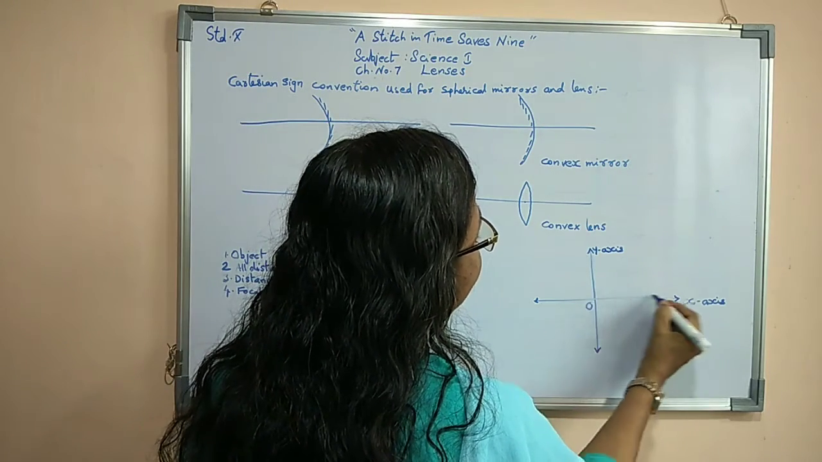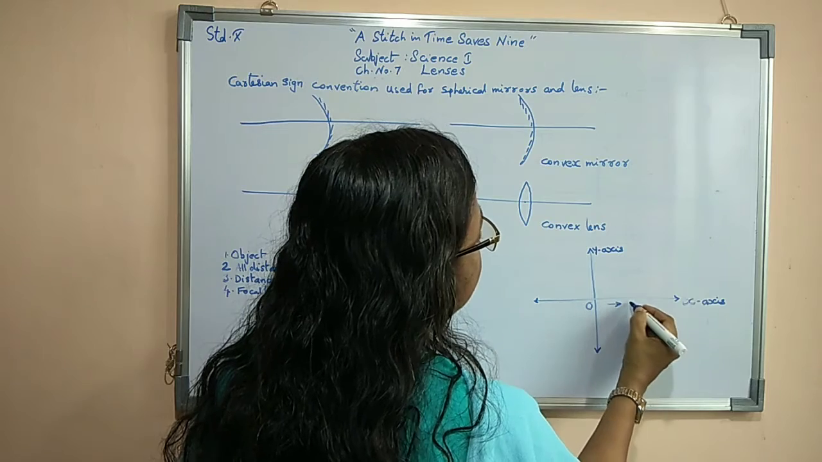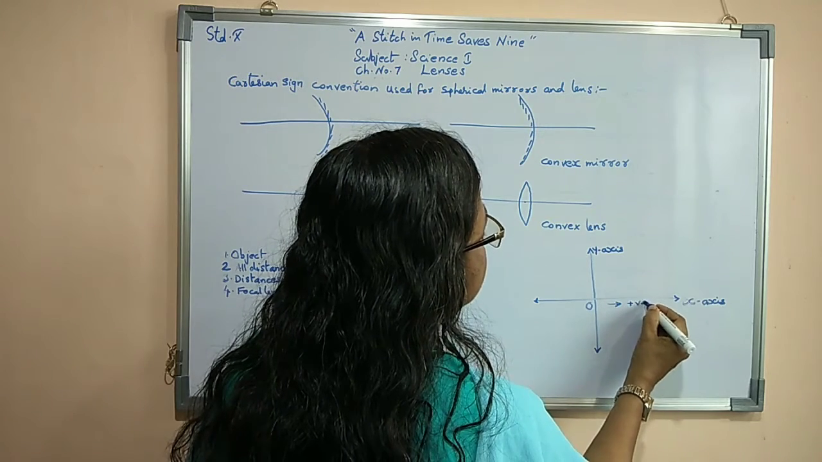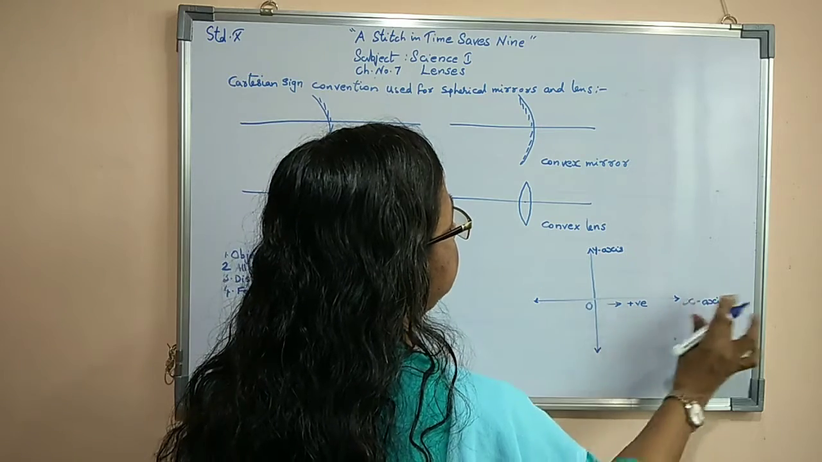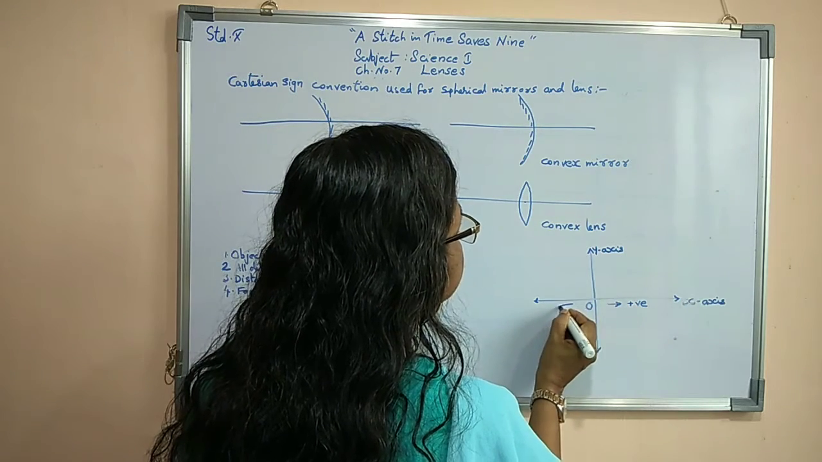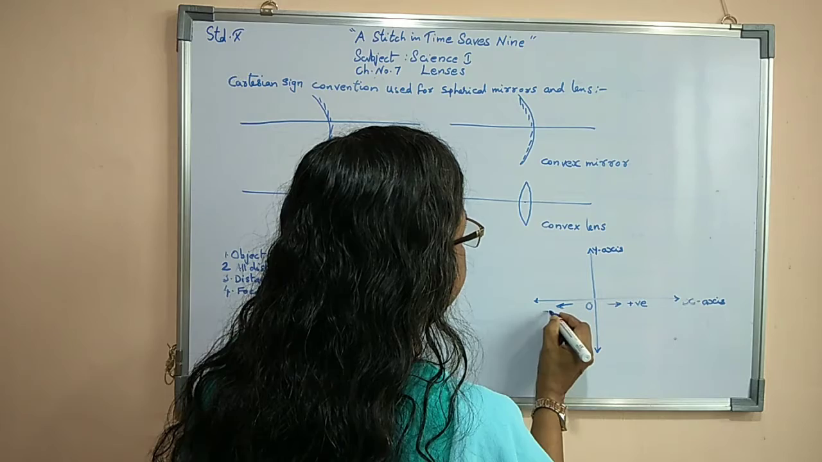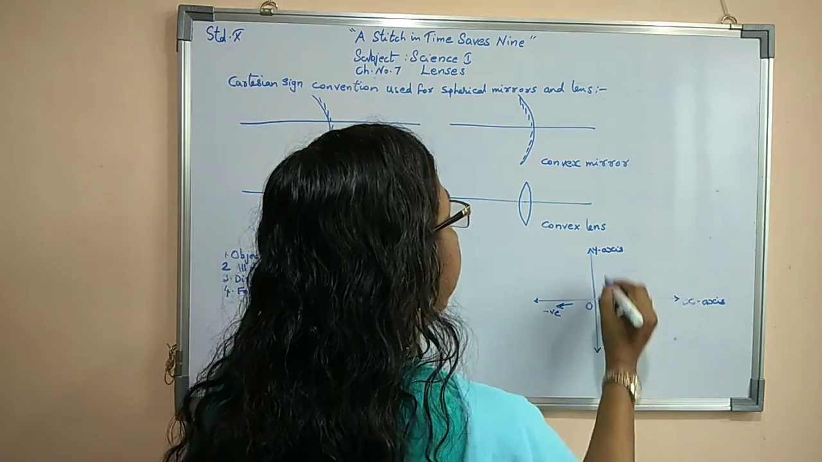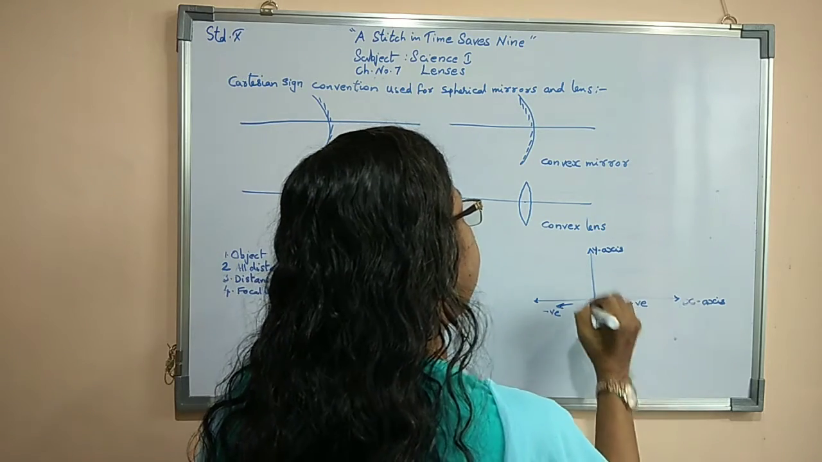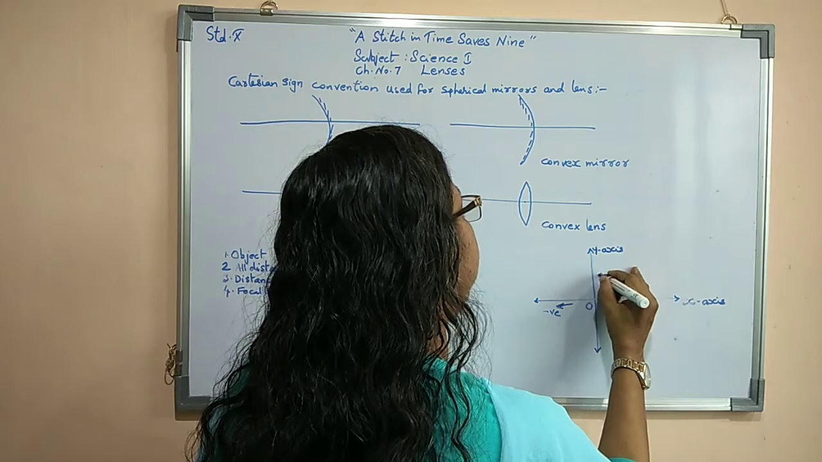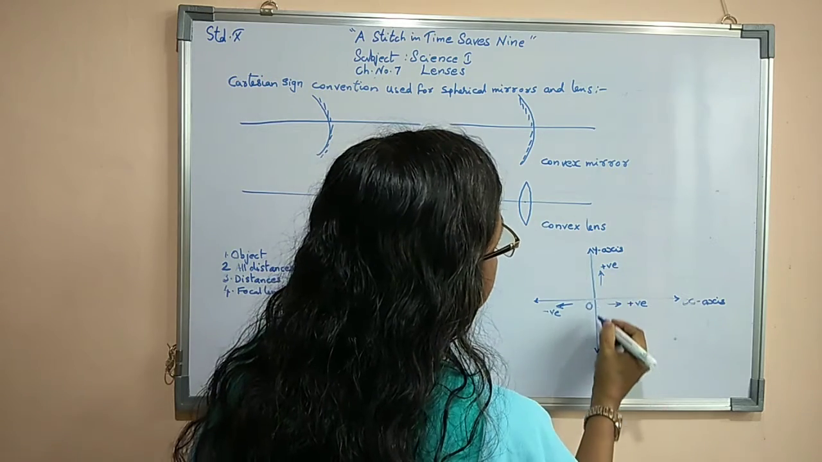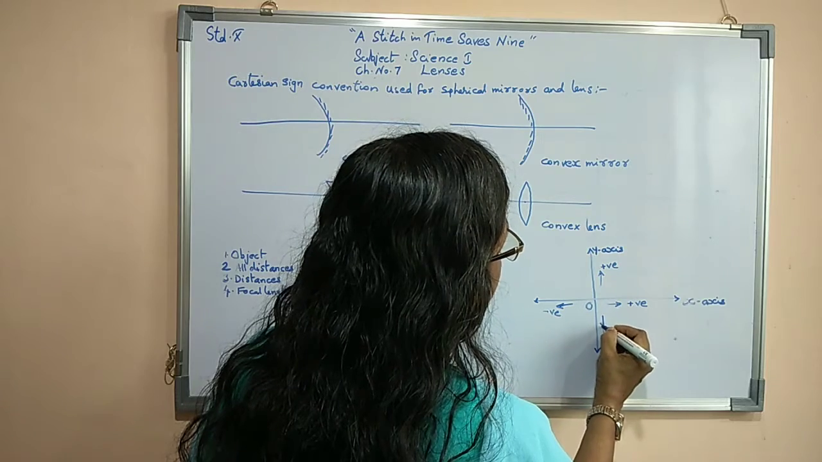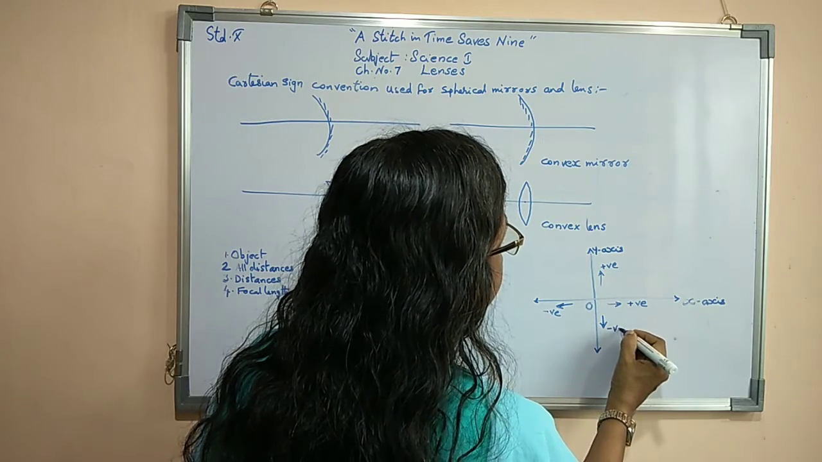Now on its right hand side, we are taking values as positive. Whichever values we are writing down on the right, we take as positive. Here on the left hand side, whichever values we are taking, that is taken as negative. Now from the origin, in the upward direction, whichever values we are taking, we take as positive. And in the downward direction from the origin, whichever values we are taking, we take as negative.